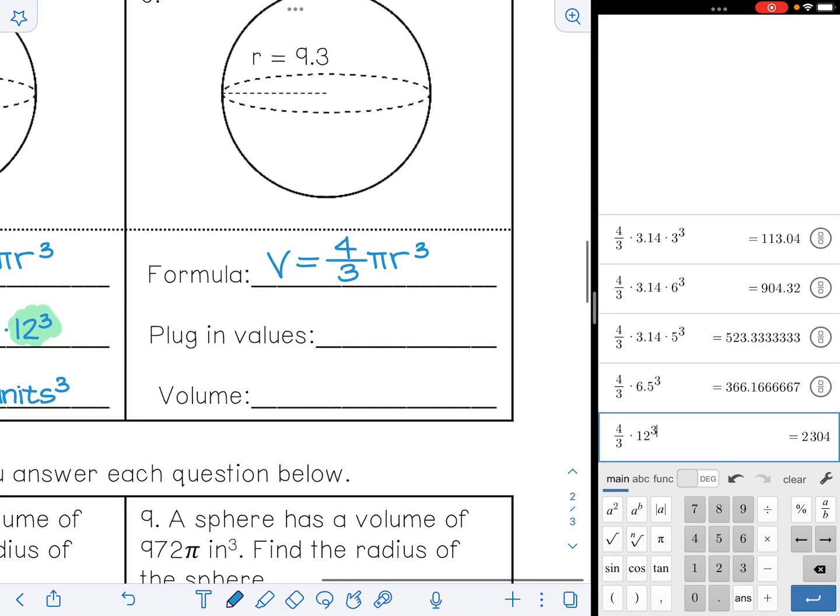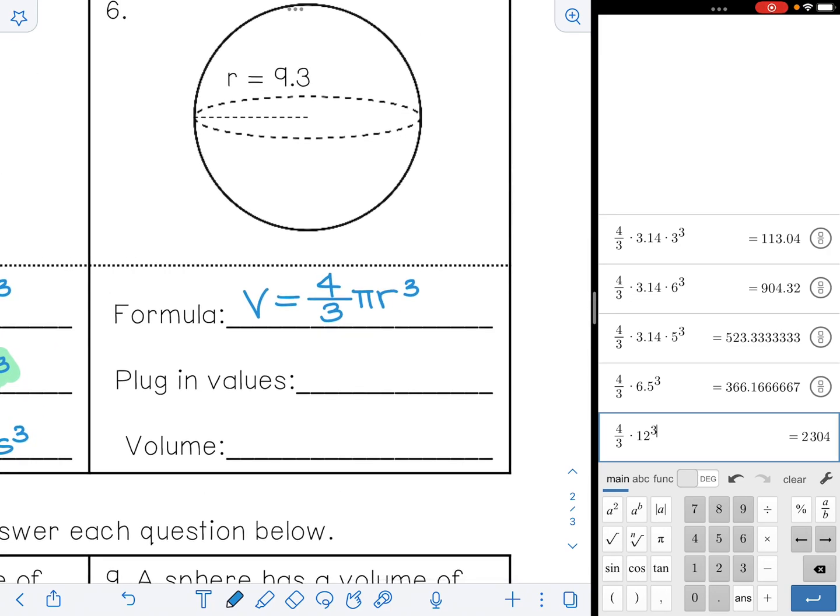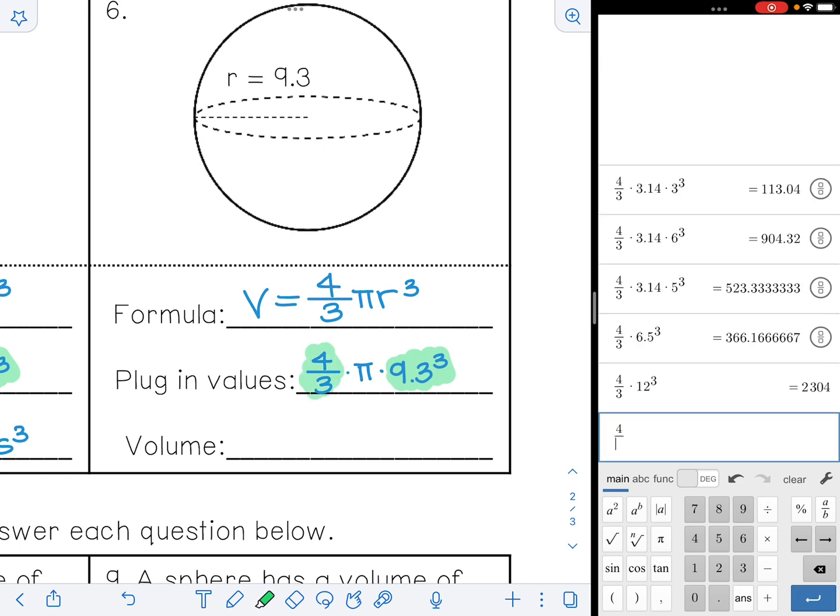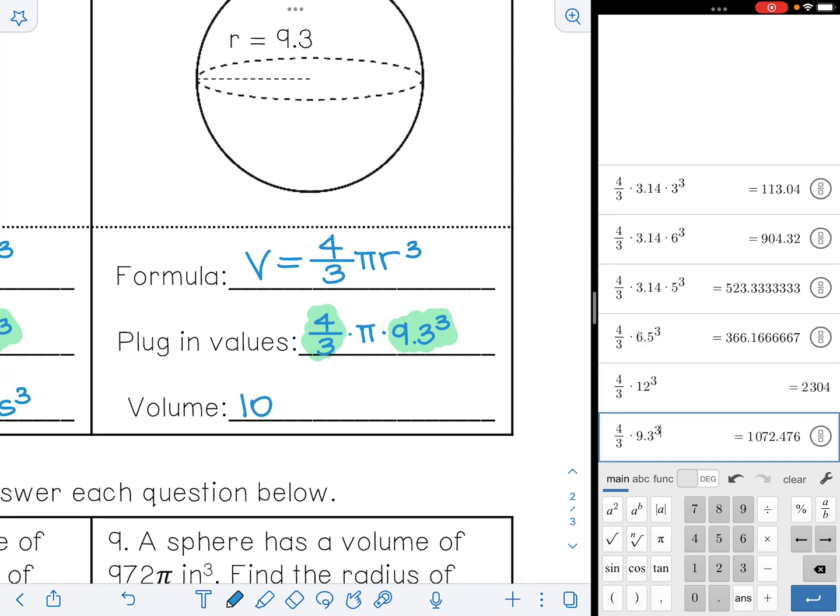Last example of this type, starting with our same formula, 4/3 times pi times the given radius, 9.3, to the third power. Multiply just the 4/3 and then 9.3 to the third power. Get 1,072.476 times pi, which was not multiplied in, units cubed.